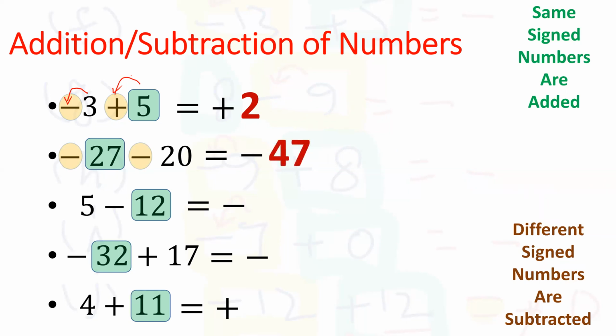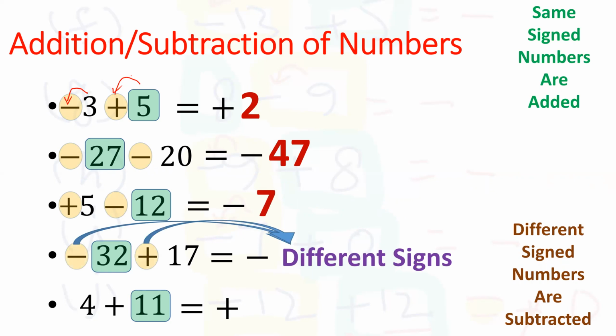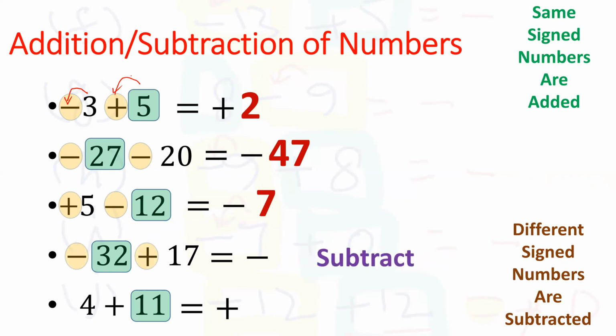Similarly, in the next example, there is a 5. 5 has no sign, so we'll say that this is a plus sign, and then we find that these are of different signs. Different signs mean subtraction. So we subtract: 12 minus 5 is 7. Similarly, in the next example, we see different signs. Different signs mean we have to subtract, from the bigger to the smaller number. So 32 minus 17 is 15.